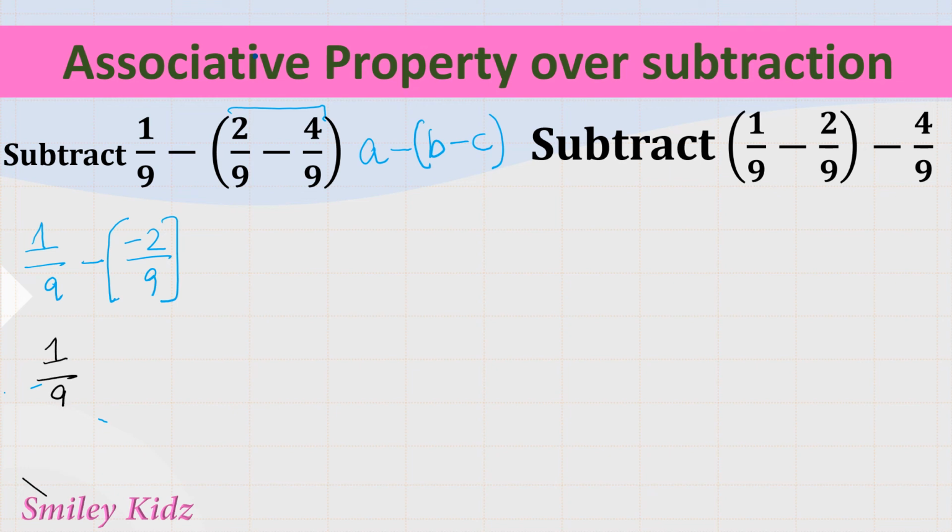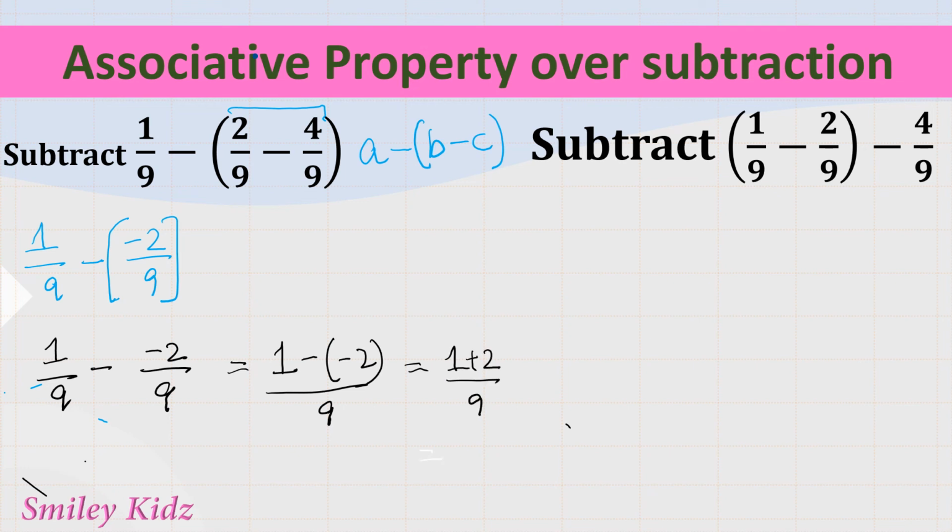1 by 9 minus (minus 2 by 9), which is equal to 1 plus 2 by 9. 1 plus 2 is 3, is equal to 3 by 9. So we can further simplify this. 3 times 1, 3 times 3, which is equal to 1 by 3. Now what about this second part?